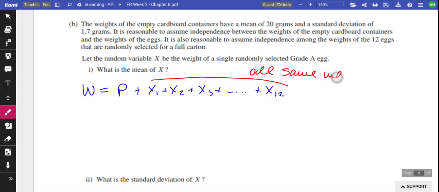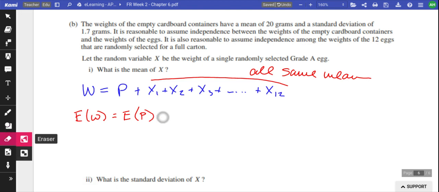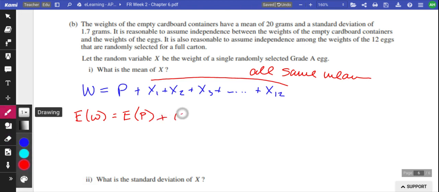So since those all have the same mean, you can basically go through and say, so the expected weight is going to be the same as the expected mass of the packaging plus 12 times the expected value of your eggs. Because we have 12 of them. The means are going to be all the same. They're independent. Different hens are going to be whatever. You got the idea. So then from here, it's just algebra, to be honest.